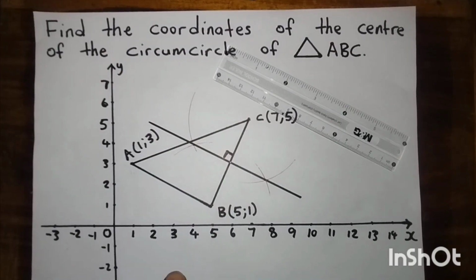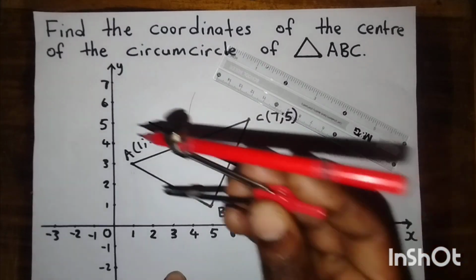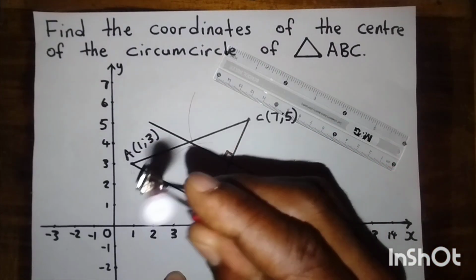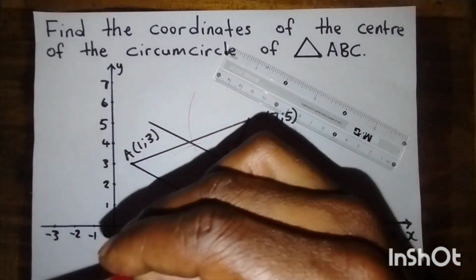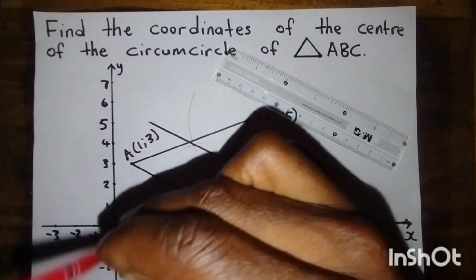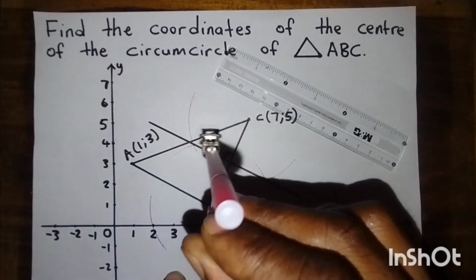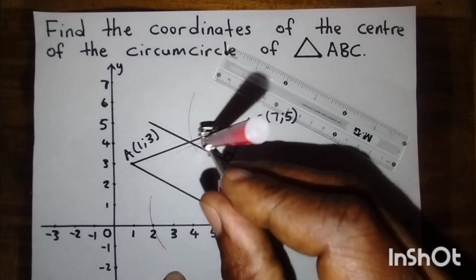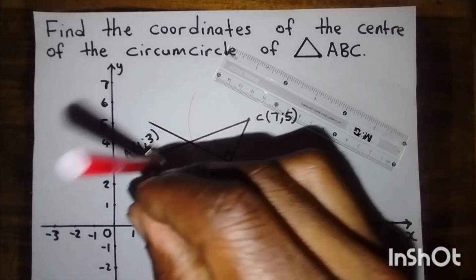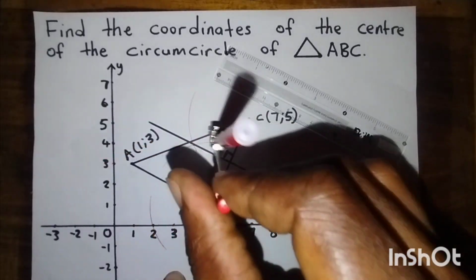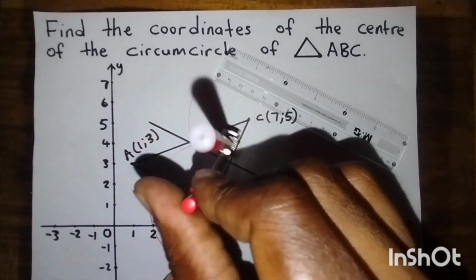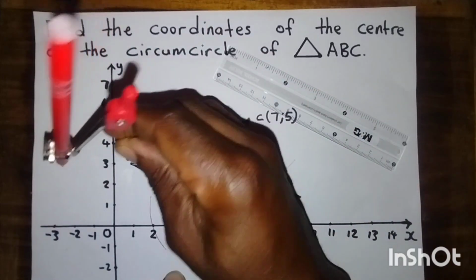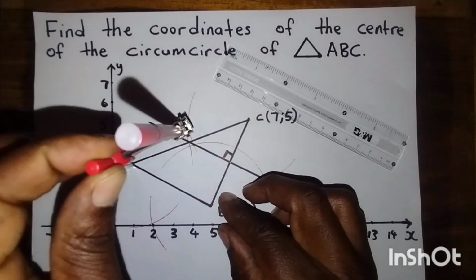Next, I'm going to construct the perpendicular bisector of the line of the side length AB, with B as my center. I'll draw an arc here, and then without changing the center, still B as my center, I'll draw another arc here, and then without changing the center, or the radius rather, so that you can see, let me use the left hand.